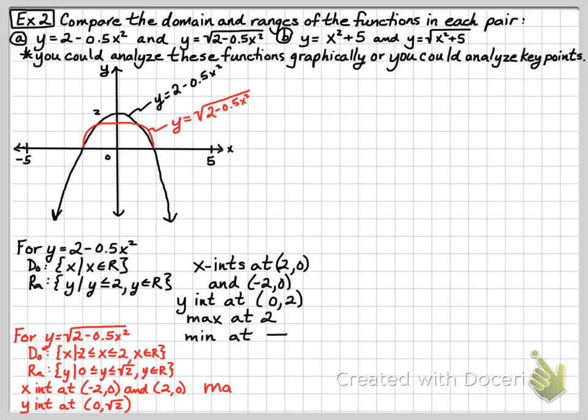And the x-intercept is at (negative 2, 0) and at (positive 2, 0). My y-intercept is (0, root 2). It's going to have a maximum at root 2 and a minimum at 0.